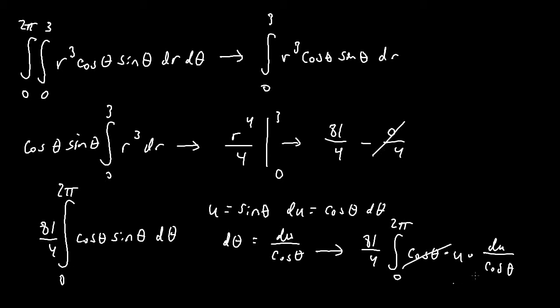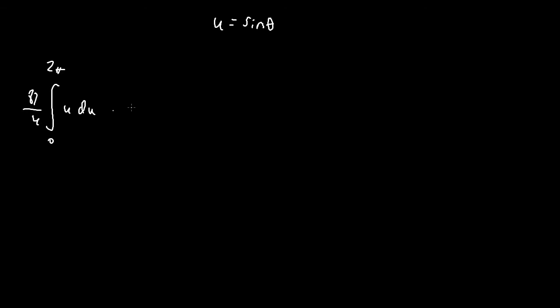Notice the cosine thetas will cancel, and if I'll just write it up here, we're left with 81 over 4 times the integral from 0 to 2 pi of just u times du. And so the integral of u is just u squared over 2. If I go ahead and multiply 4 and 2, we get 8. So we get 81 over 8 times u squared.